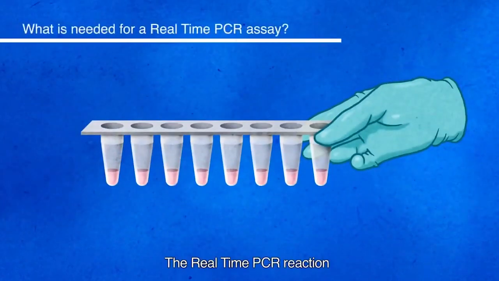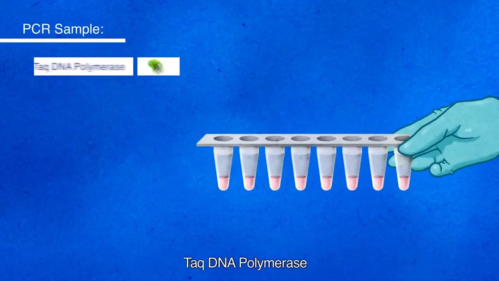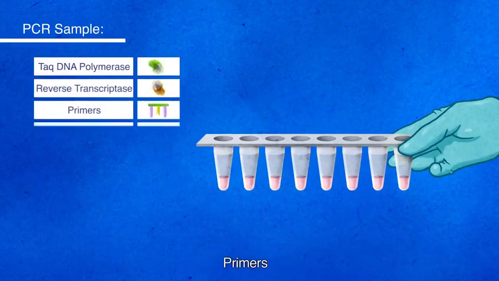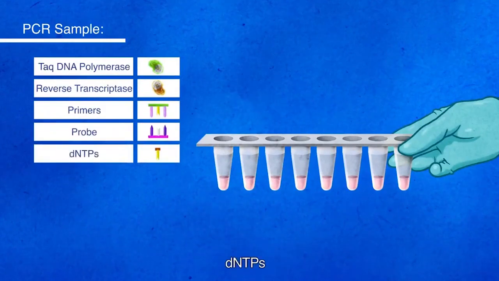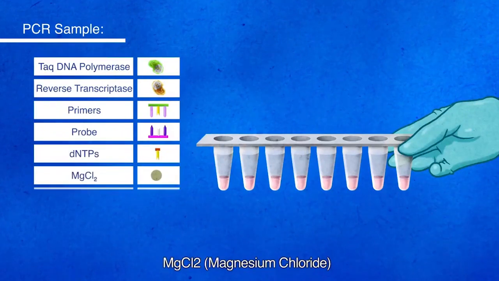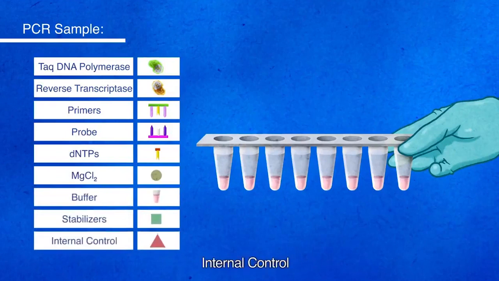The real-time PCR reaction requires the following components: Taq DNA polymerase, reverse transcriptase, primers, probe, dNTPs, MgCl2 (magnesium chloride), buffer, stabilizers, internal control.